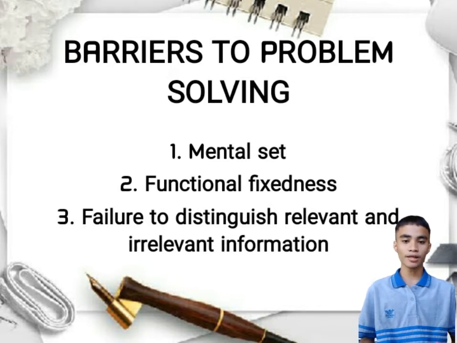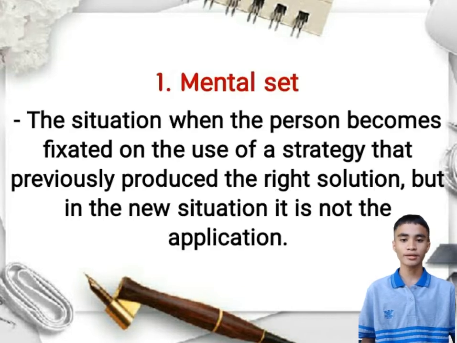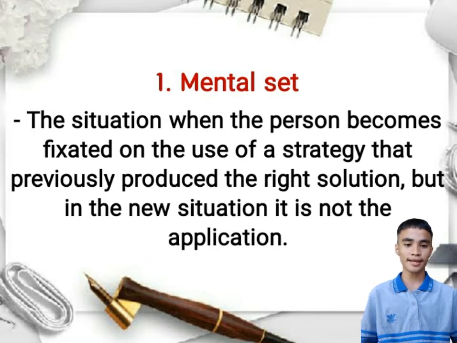In solving a problem, there are barriers that may hinder or make the solving process difficult. In the search for alternative strategies to solve the problem, the individual finds difficulty in coming up with a potential solution because of varied reasons. Anderson in 1966 listed some of these, and they are as follows. First is the mental set.